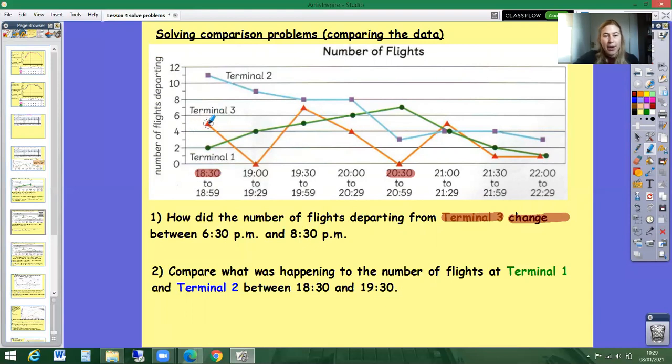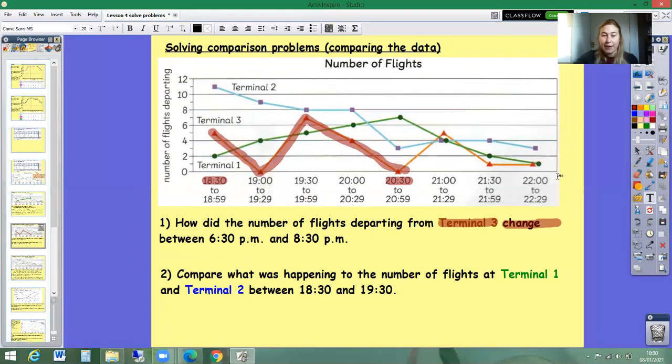So what I'm going to do is look at Terminal 3, which is the orange line with the triangles. So I can see that the number of flights decreased first and then increased and then decreased again. So that is how the number of flights departing from Terminal 3 changed. They decreased, then increased again, then decreased.